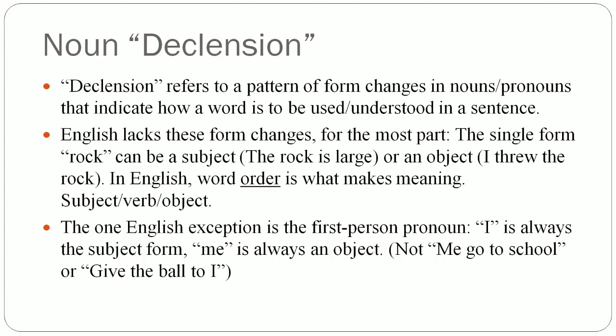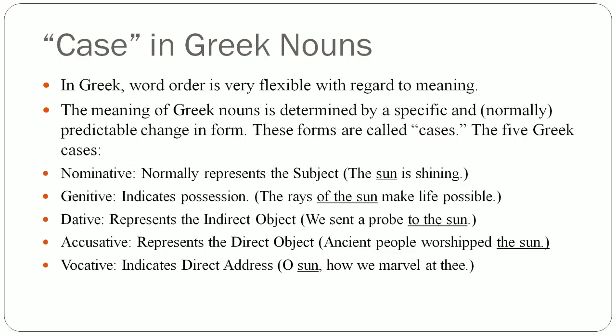Because I is the object of "to," and so therefore it can't be I. It has to be me. Give the ball to me. So that's an example in English of what this declension means. You change the form according to how it is being used in the sentence and what it means. And Greek does this all over the place, and English does not. So that's kind of hard.